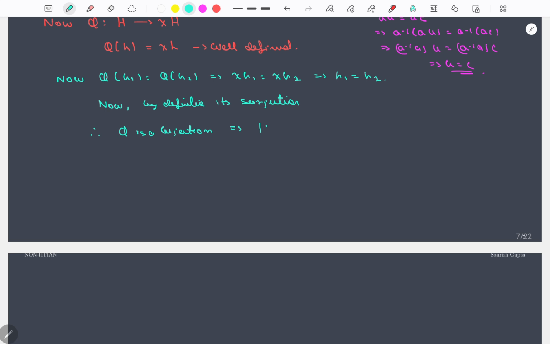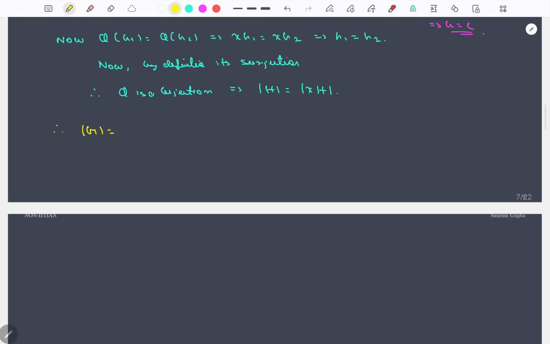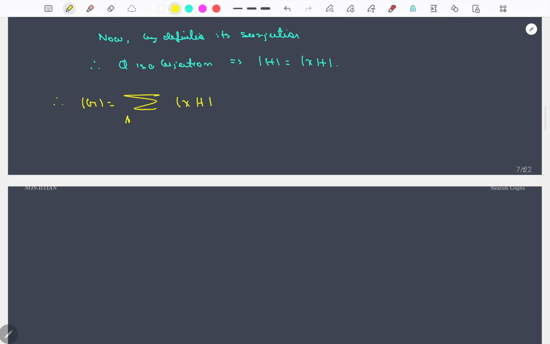So what does that mean? That means the cardinality of h must exactly be equal to the cardinality of xh, and hence we have the following. So therefore the cardinality of G, which was the collection of all xh, now I slightly modify the sum, because summing over all x traversing over G is the same as summing over all distinct left cosets, because obviously two left cosets might coincide at some point, right?